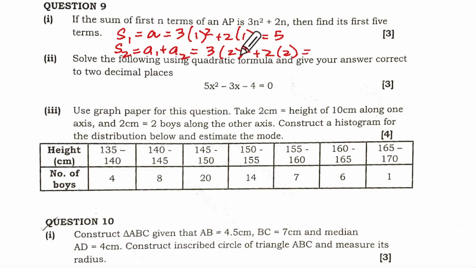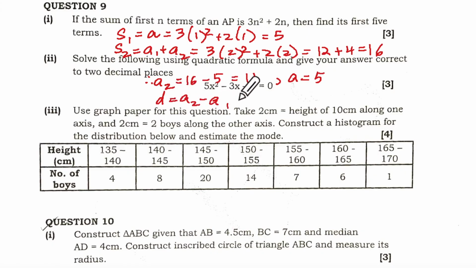2, which means 4 into 3 is 12 plus 4, which is 16. So therefore your A2 will be equal to 16 minus 5, correct? So your A1 is 5, A2 is 11. So common difference D will be A2 minus A1, which is 11 minus 5 is 6. So that means the AP has the first term A equal to 5 and common difference is 6.